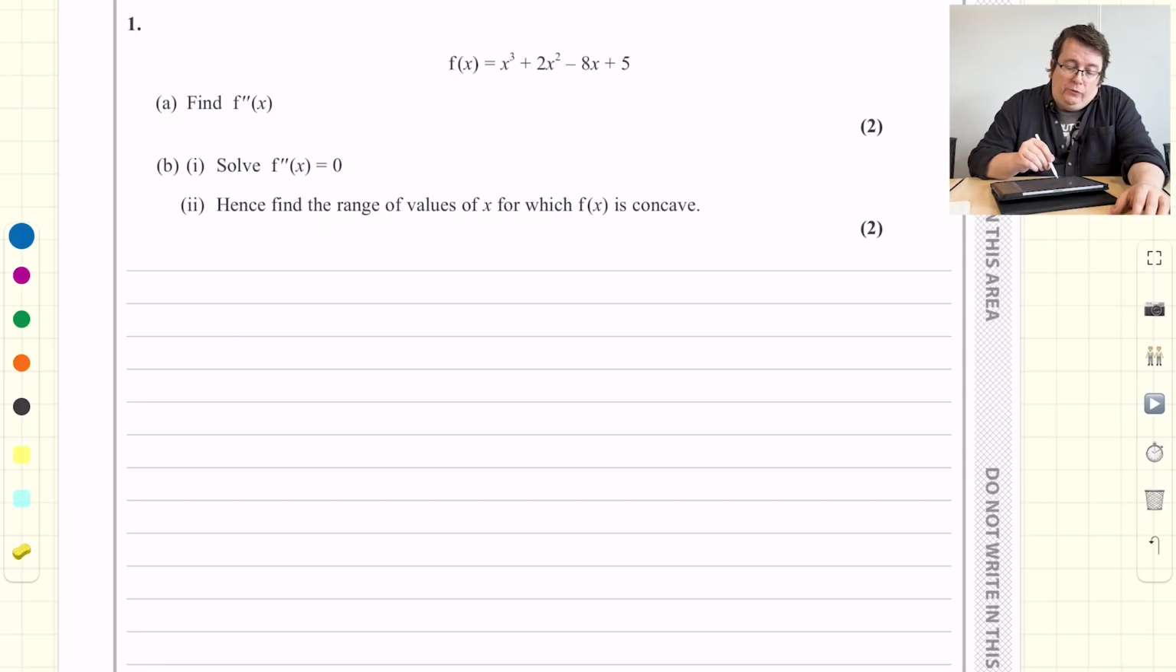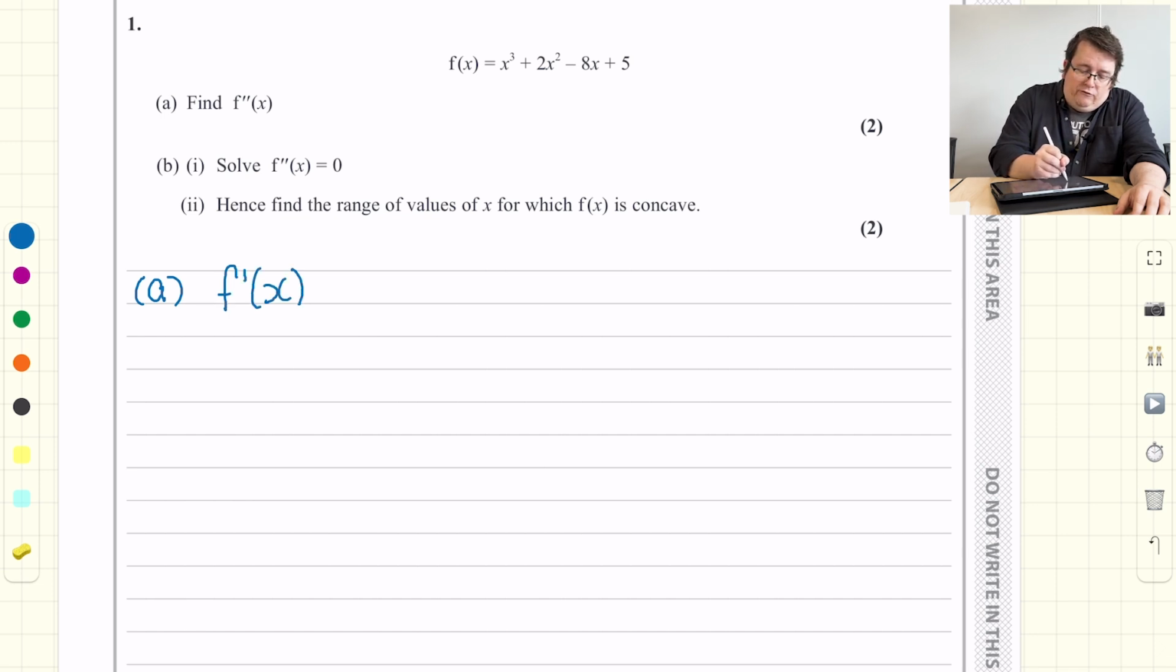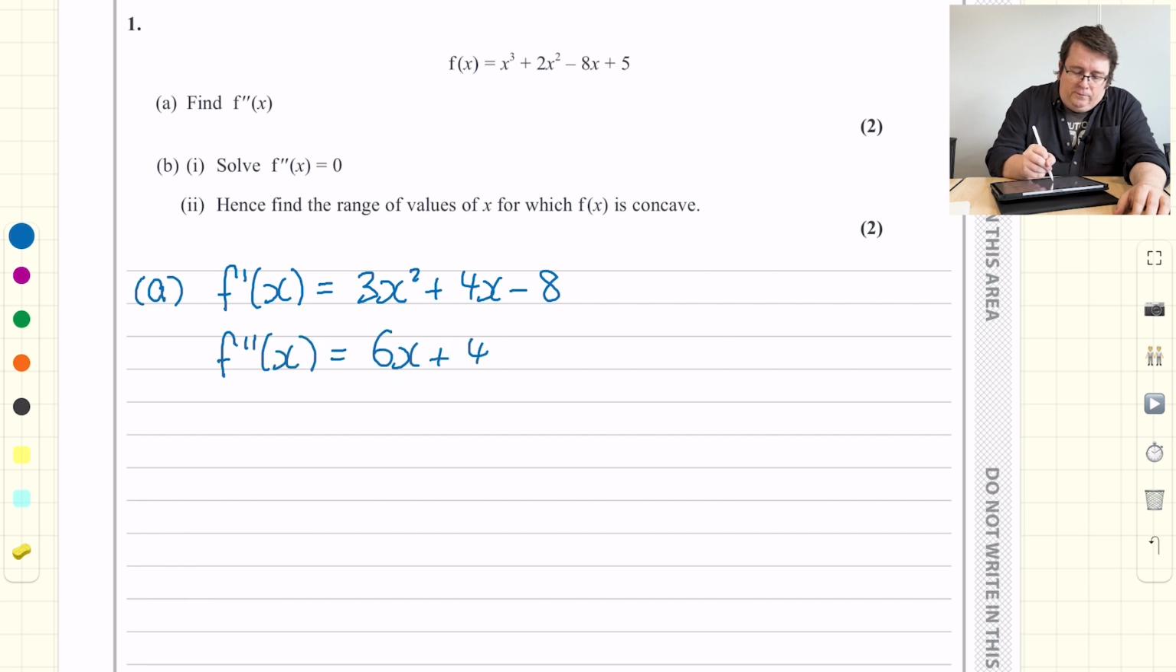So this is question number 1. f of x is equal to x cubed plus 2x squared, take away 8x plus 5. Part A, find f double prime of x. So we need to find the second derivative of f. So first derivative, f prime of x is equal to, now this is just a polynomial, so we can bring the power down to the front, take 1 from the power, 3x squared plus 4x, take away 8, and then the second derivative will be 6x plus 4.